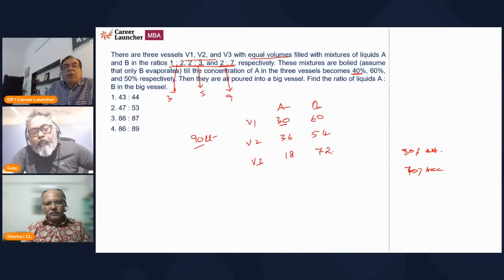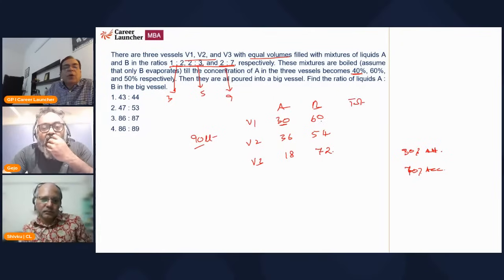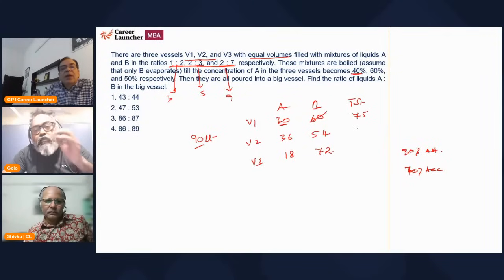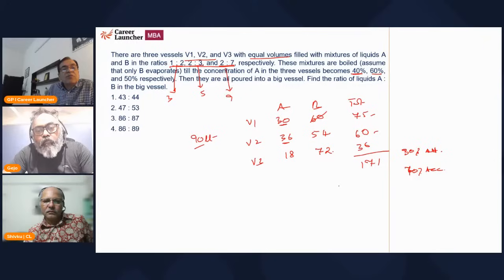So this has to become 40%. If this is 40%, the total volume will be 30 into 2.5, which is 75. So whatever has happened, the total has become 75. And इसके अंदर जो था total के बेस पे ही आ जाता है आंसर. I'll just show you. 60%. So if this is 60%, that means what will this become? This will be 60. And if this is 50%, this has to be 36. 75 and 60, 135, 171. 171. कहीं कुछ गलती की है क्या? Because my answer was this.